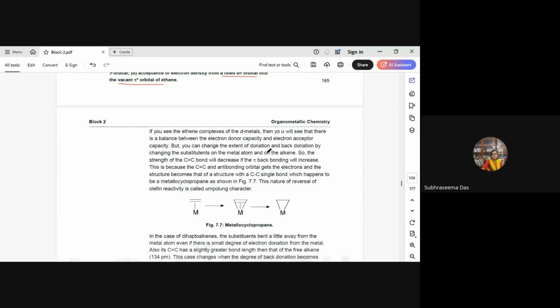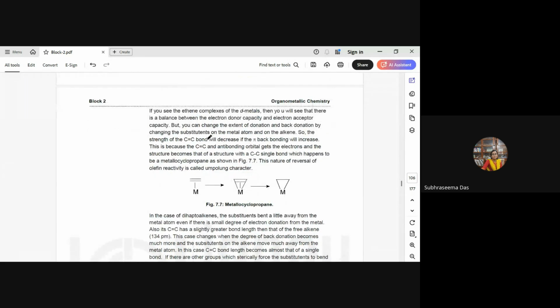But we can change the extent of donation and back donation by changing the substituents on the metal atom or the alkene. So we see that the CC bond will decrease if the pi back bonding increases. Now why does this happen? This happens because the C double bond C anti-bonding orbital gets the electrons and the structure becomes that of a structure with a C single bond C. So here we have a metal that is coordinated with a double bond.